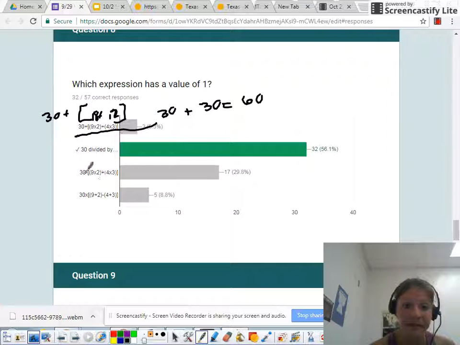Now we come down here, looking at this one. 9 times 2 is 18, plus 3 times 4 is 12. That's brackets. Once again, that is going to be 30.